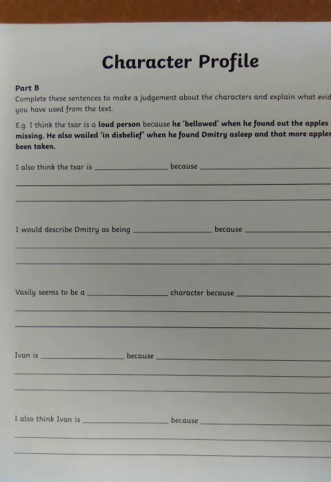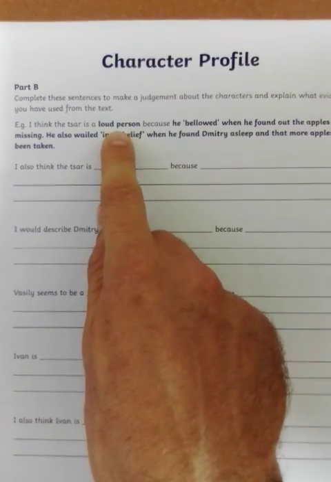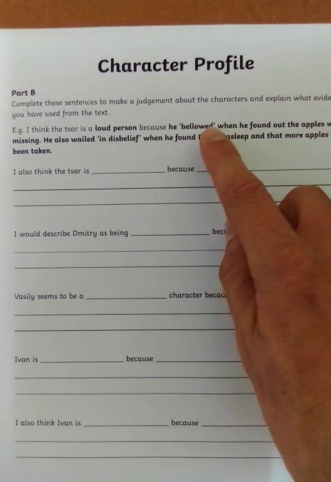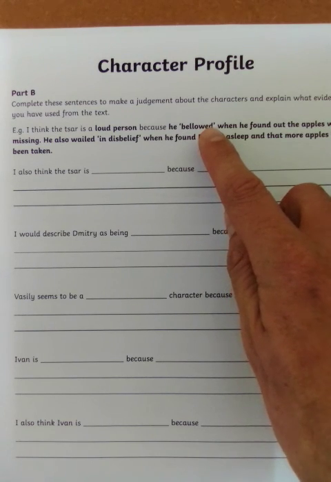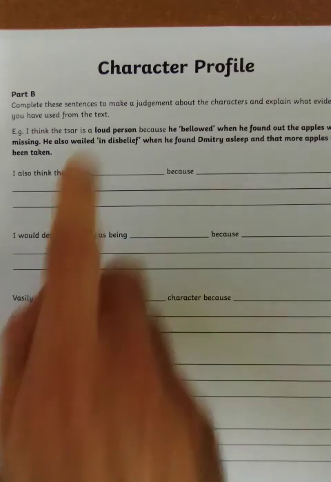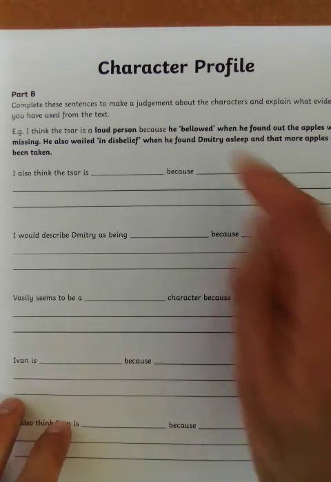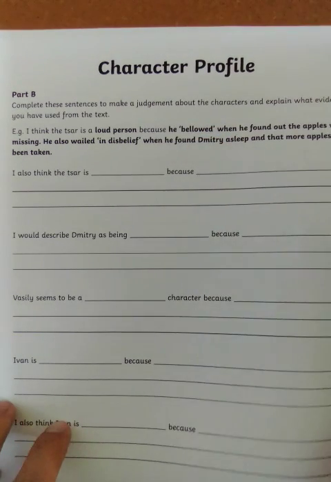Theirs is, I think the Tsar is a loud person because he bellowed. Again, they found this in the text in the story. He bellowed when he found out the apples were missing. He also wailed in disbelief when he found Dmitri asleep and that more apples had been taken. So they've done a really good answer. They've given 2 examples of why they think he's loud.